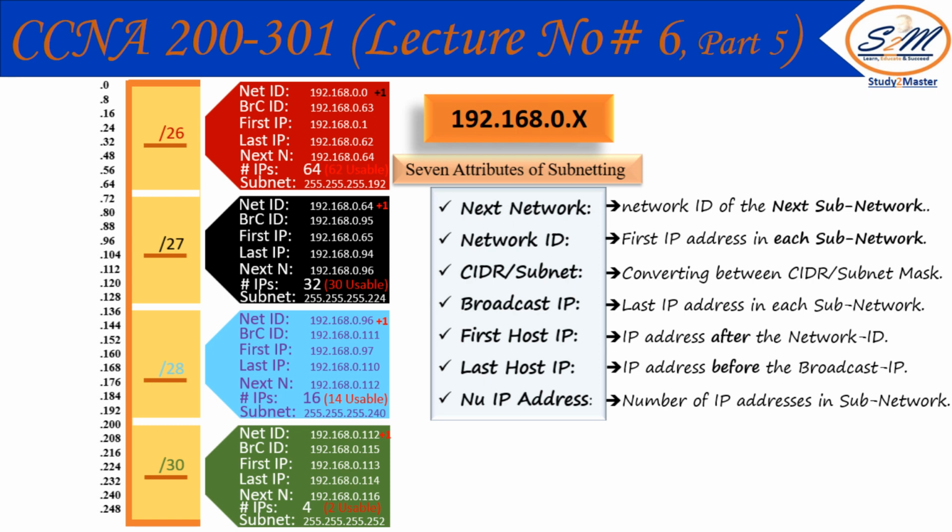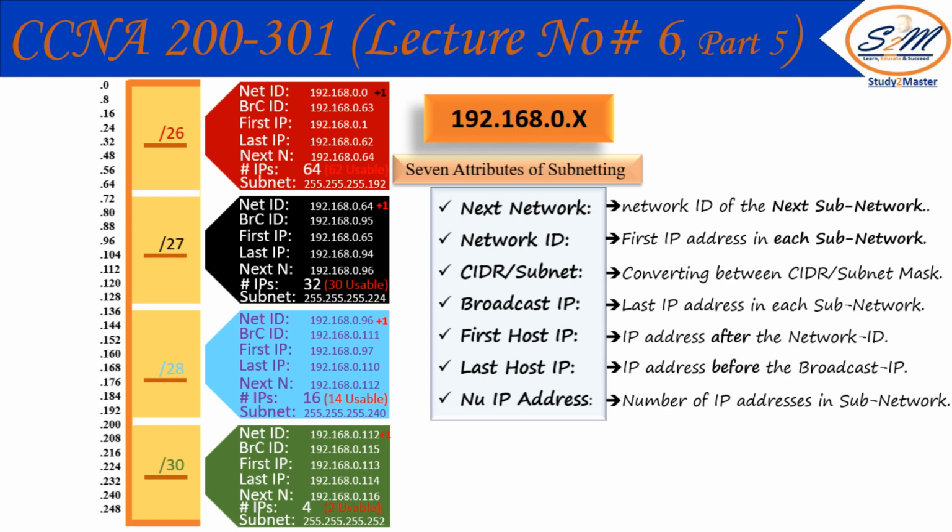Next is the network ID of the next subnet, or the next subnetwork. In the first network, 192.168.0.64 is the next network ID. For the second network it is 192.168.0.96, for the third network 192.168.0.112, and for the fourth network 192.168.0.116. These are the result of the process of dividing into subnets.